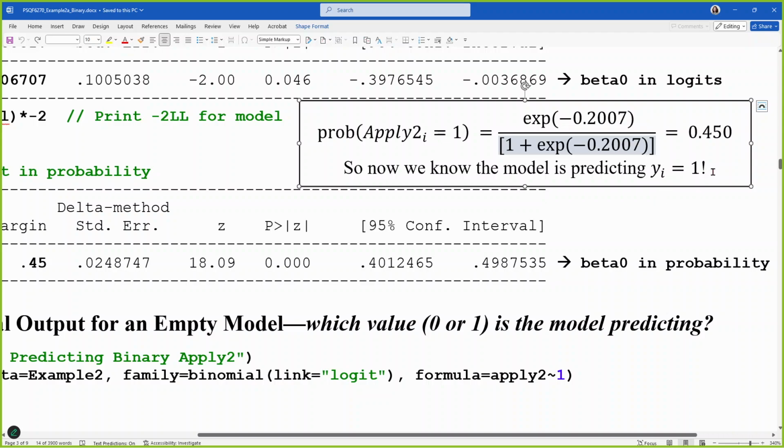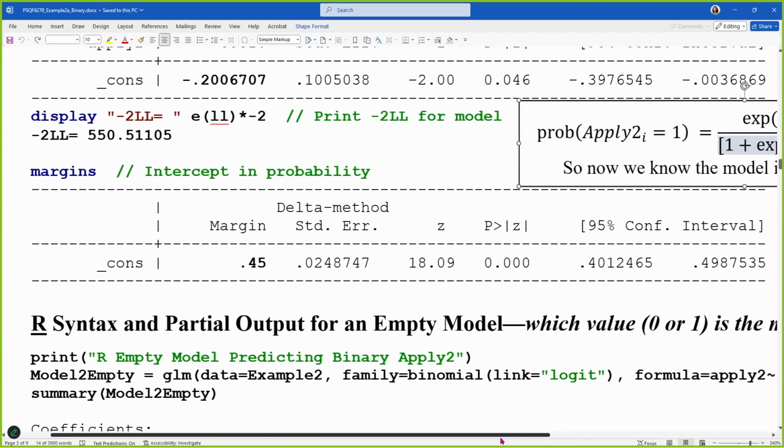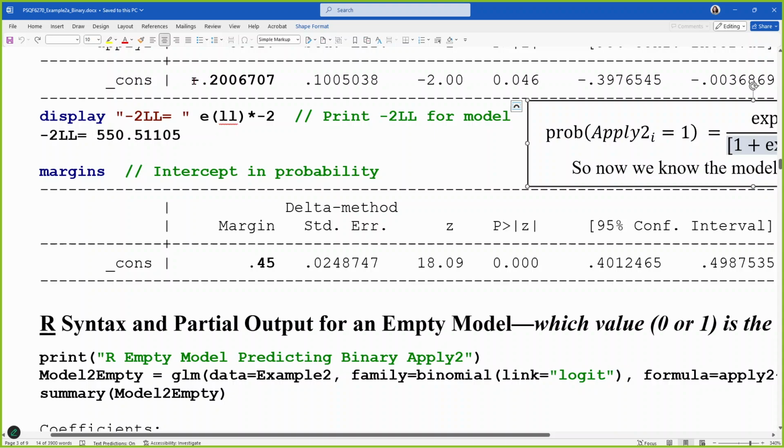Now I know my model is predicting the probability of a 1 and not a 0. Exactly. Now what would it be if it were predicting the 0 instead? What would this number have to be? What would it change to?